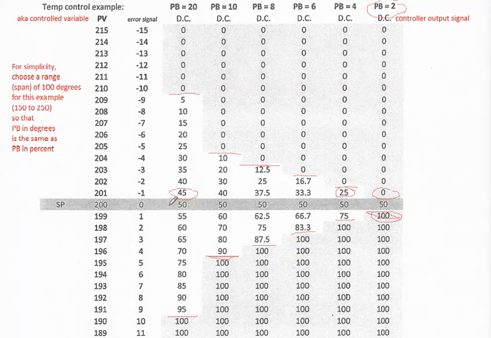But for our simplistic example here, yes, 50% controller output is exactly what we need to maintain our 200 degree temperature. And you could make that work out. I mean, you could size things that way.